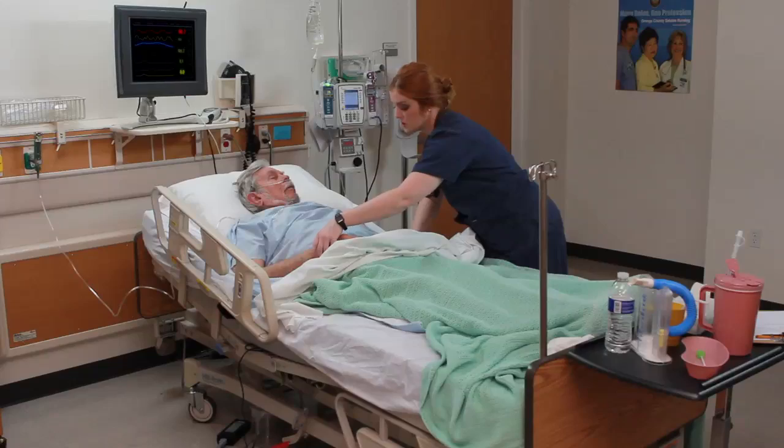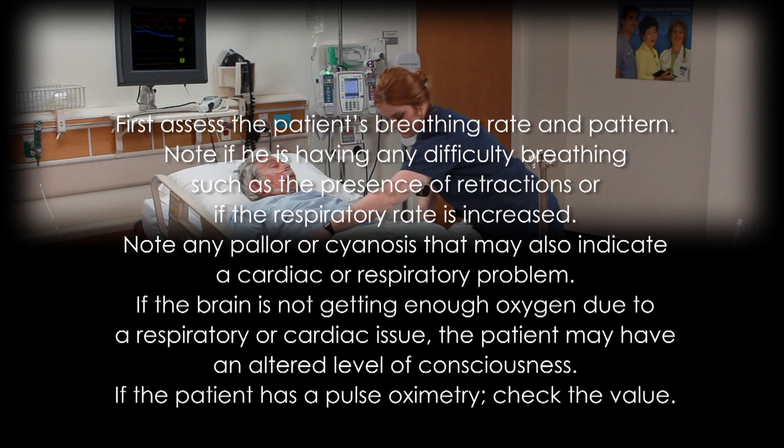Now I'm going to listen to your lungs. First, assess the patient's breathing rate and pattern. Note if he is having any difficulty breathing, such as the presence of retractions, or if the respiratory rate is increased. Note any pallor or cyanosis that may also indicate a cardiac or respiratory problem. If the brain is not getting enough oxygen due to a respiratory or cardiac issue, the patient may have an altered level of consciousness. If the patient has a pulse oximetry, check the value.